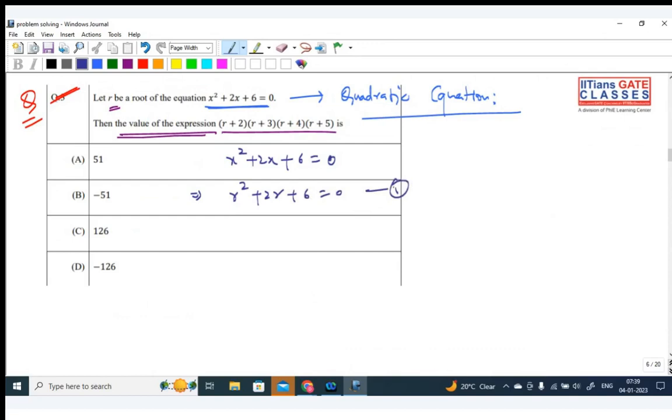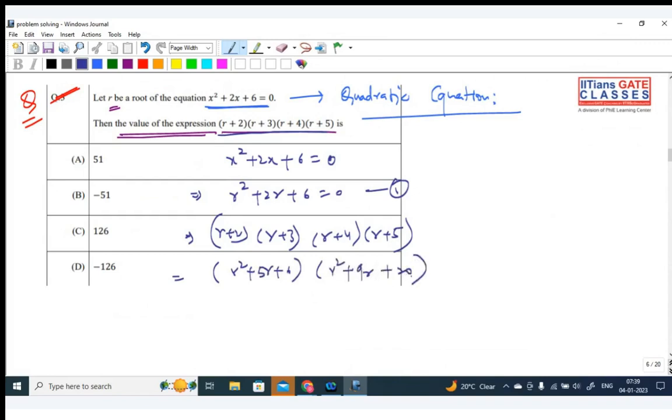Now what you can do here is just take this and multiply it, right? So (r plus 2) and (r plus 3), (r plus 4) and (r plus 5). If you multiply here, it will give you r squared plus 5r plus 6, and if you multiply this, it is going to give you r squared plus 9r plus 20. I believe this is fine, right?